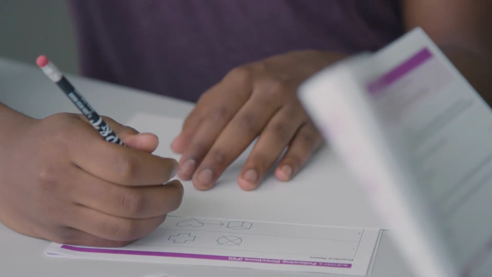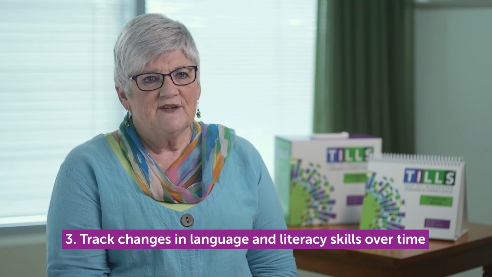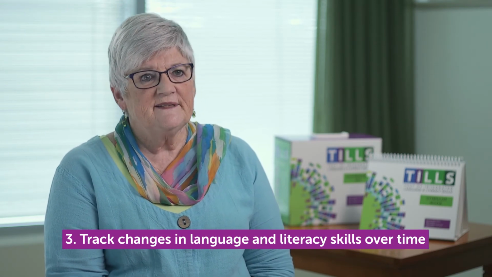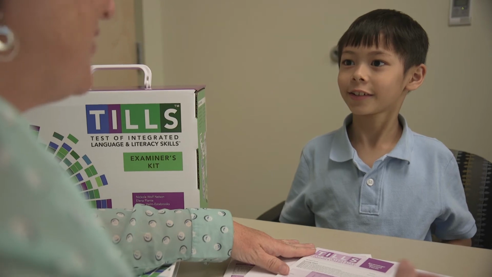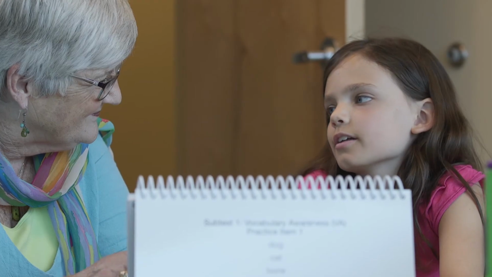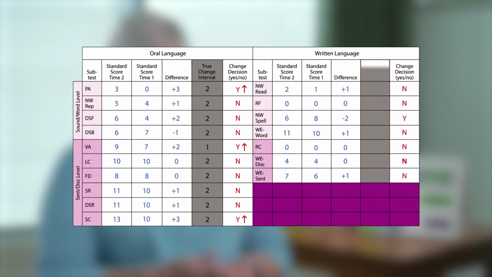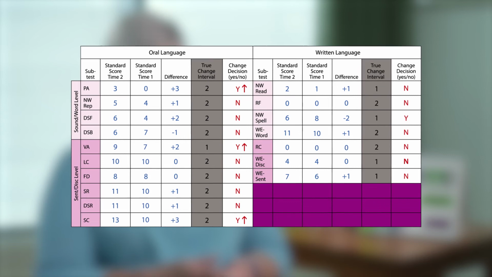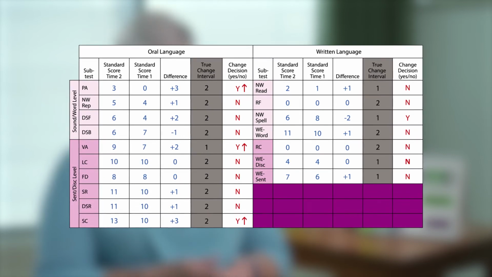The third purpose is we can monitor to a degree change over time. So you can give TILLS as frequently as once every 6 months and compare the scores, and we give you a true change interval that allows you to know whether the child's change in scores is actually significantly different.